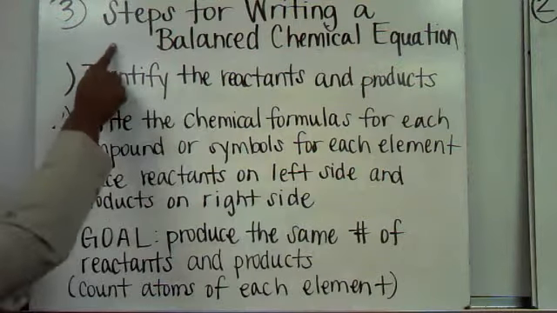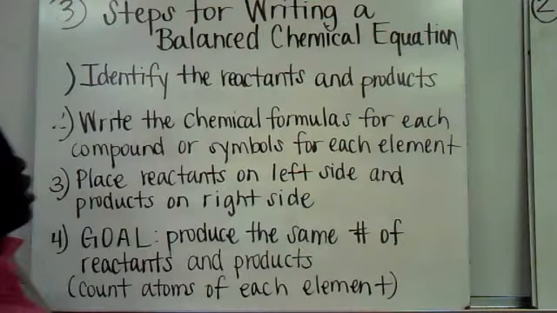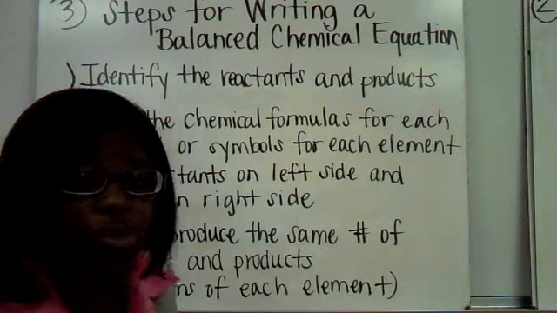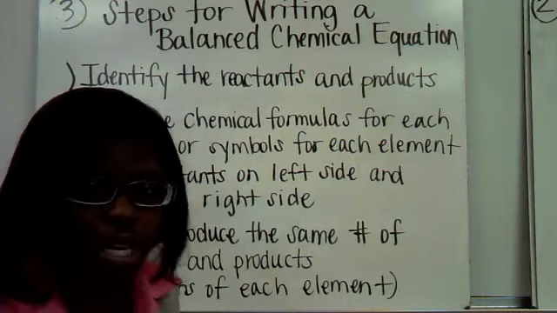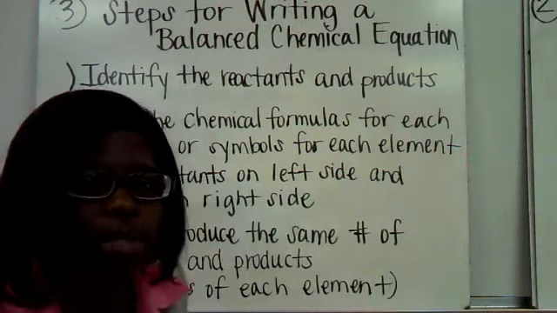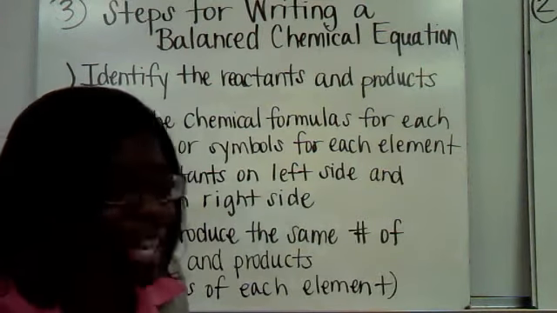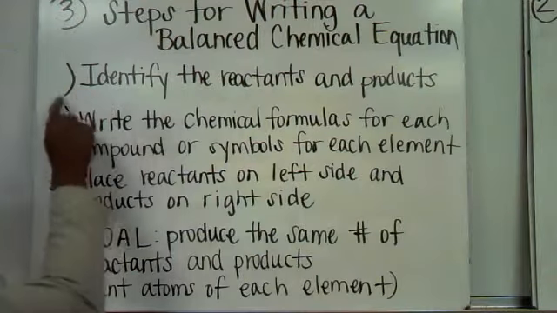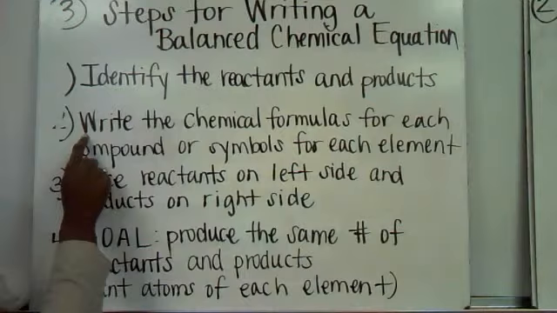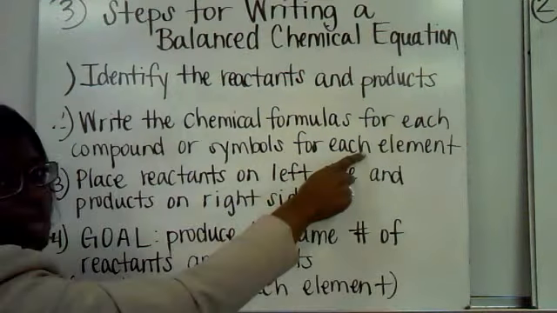So now, what are the steps for writing a balanced chemical equation? You may not go through all these steps after you get very good at writing and balancing chemical equations, but as a beginner, these are the steps that you should always go through until you see fit or I otherwise say so. For step 1, you're going to identify the reactants and the products. For step 2, you're going to write the chemical formulas for each compound or symbols for each element.